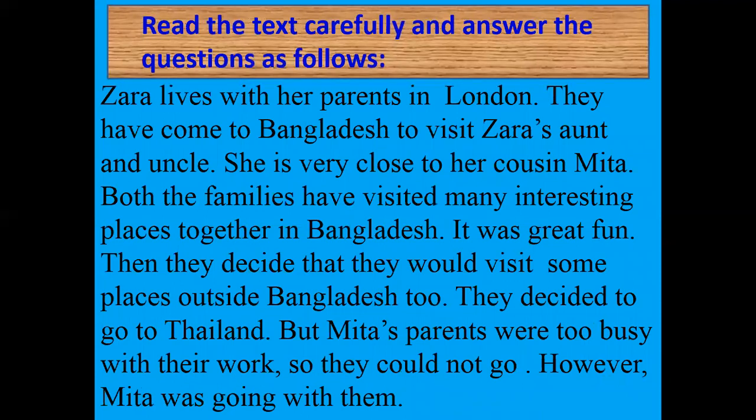Zara lives with her parents in London. They have come to Bangladesh to visit Zara's aunt and uncle. She is very close to her cousin, Mita. Both the families have visited many interesting places in Bangladesh. It was great fun. Then they decided that they would visit some places outside Bangladesh too. They decided to go to Thailand, but Mita's parents were too busy with their work, so they could not go. However, Mita was going with them.